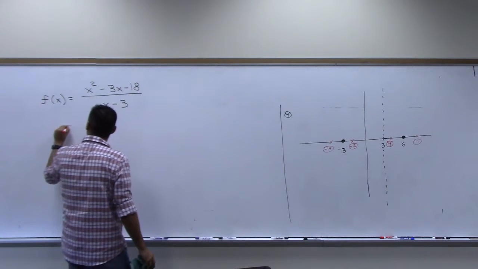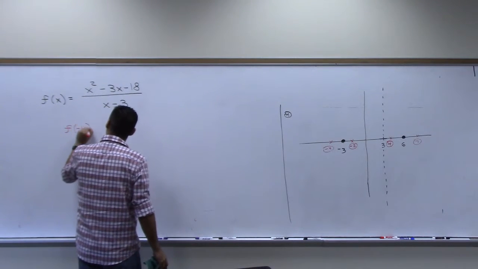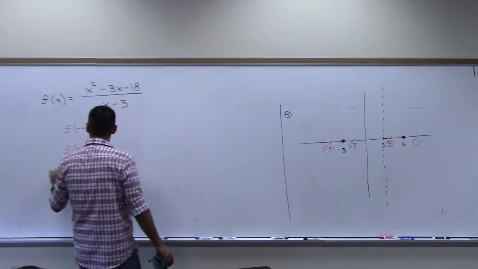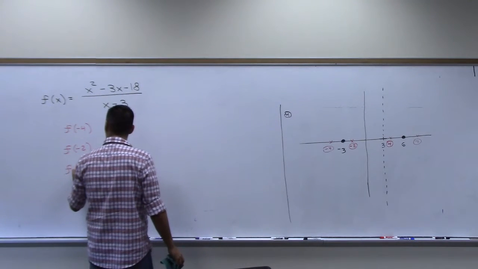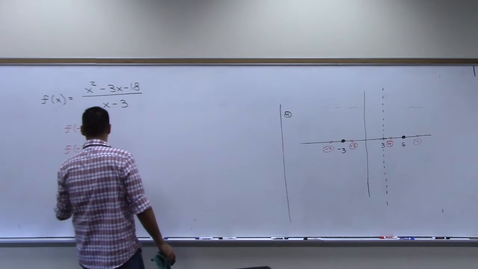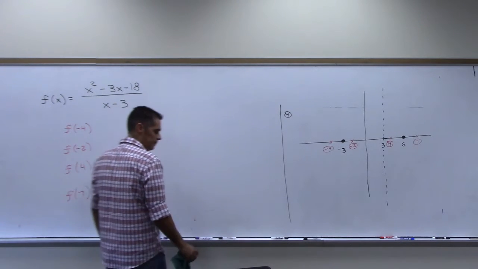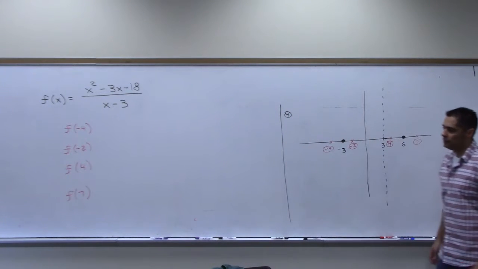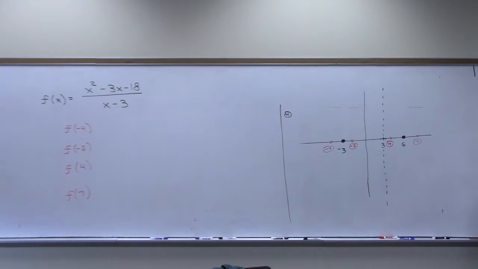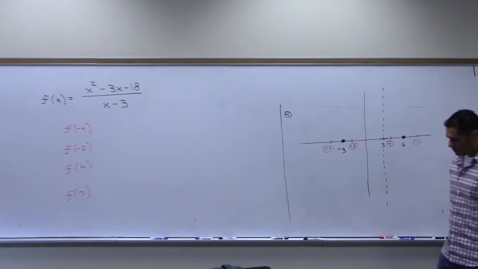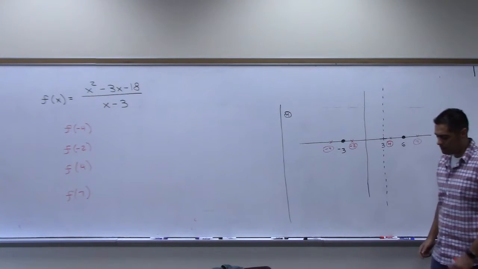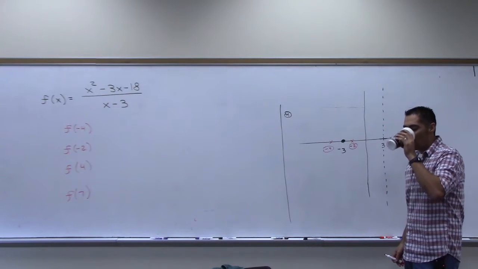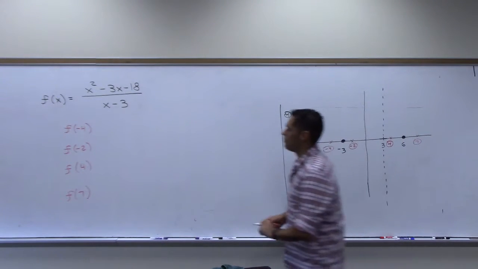All right, f of -4, I need to figure out. F of -2, I need to figure out. F of 4, I need to figure out. And f of 7. Let's see if we can do this.